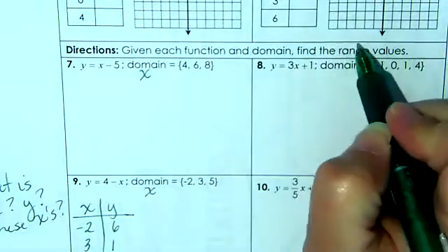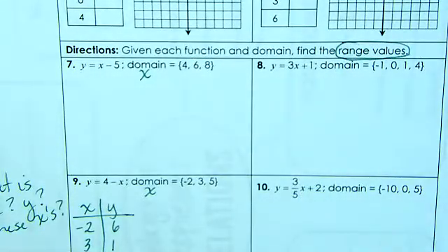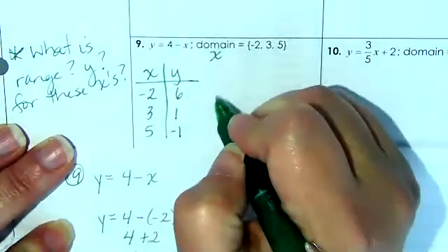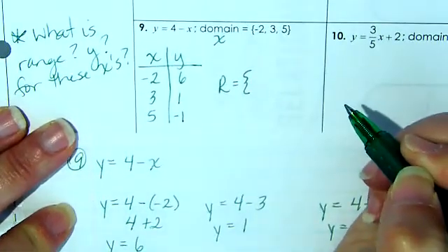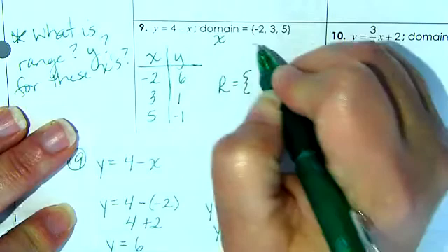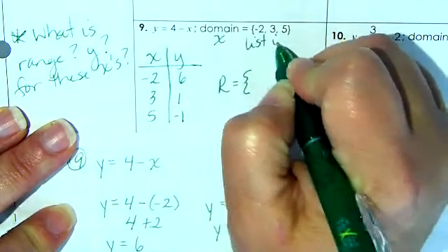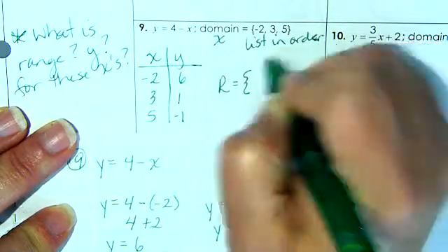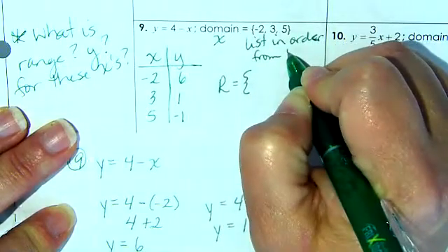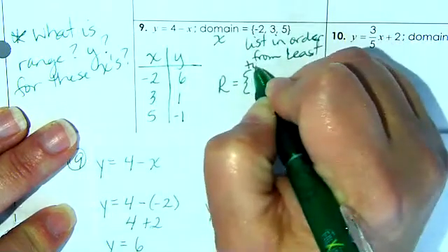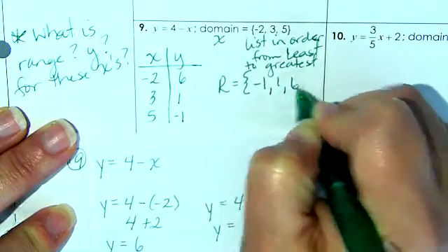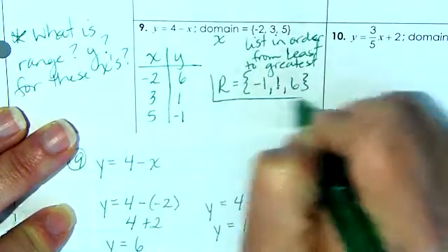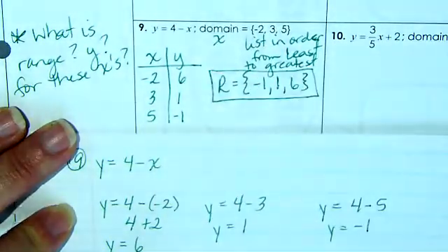Now, it just wants to know in my directions, find the range values. So to write my answers for this is where we're going to use the set notation. So I'm going to say R equals curly bracket, and we list them in order from least to greatest. So it's -1, 1, 6. This is my answer to this problem.